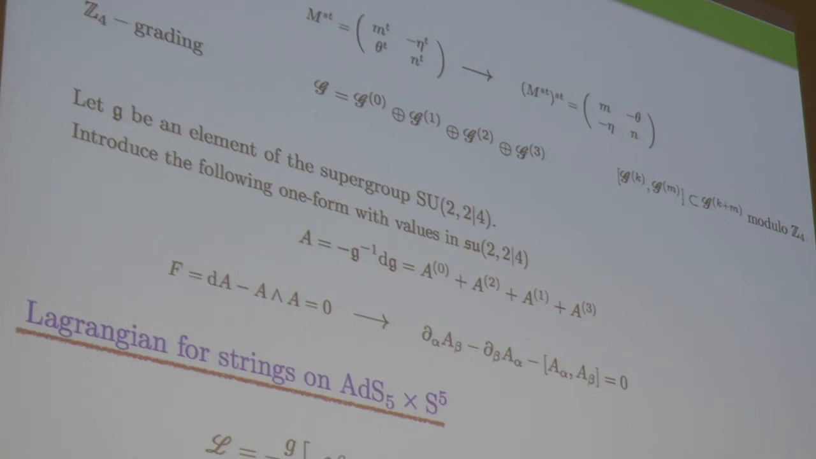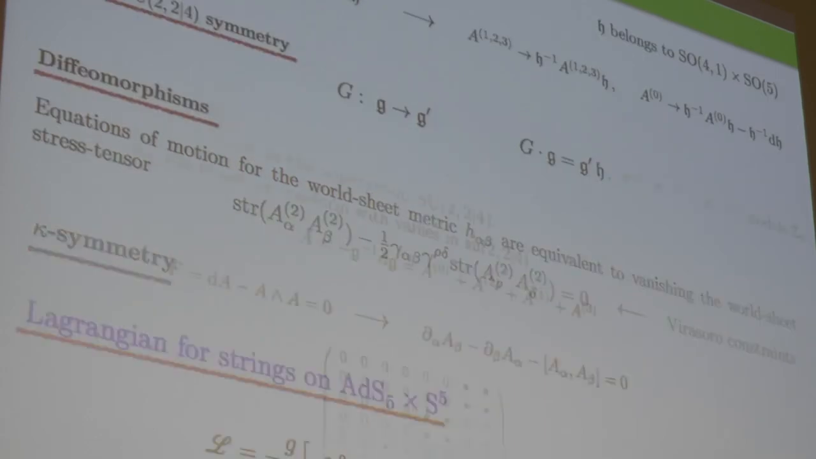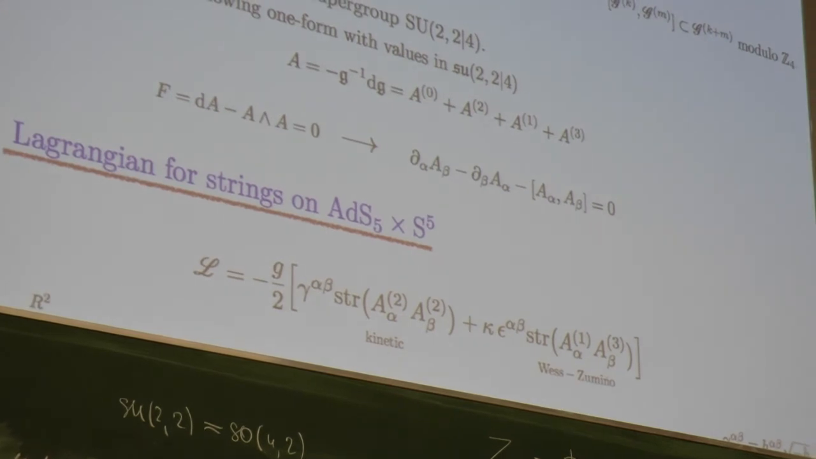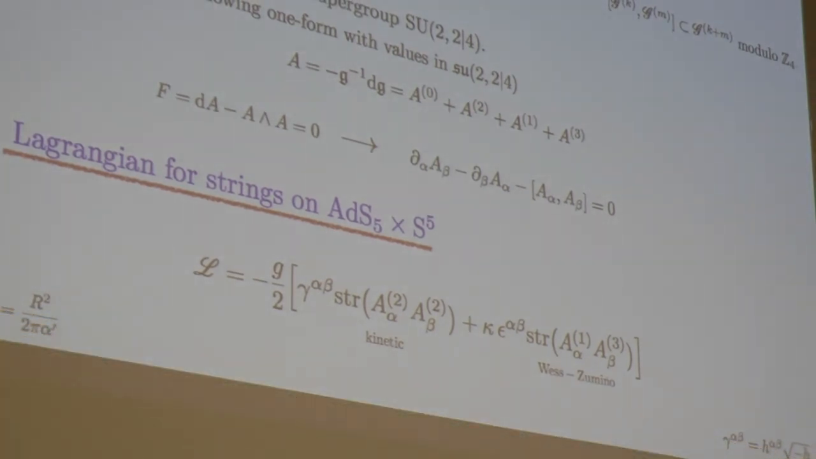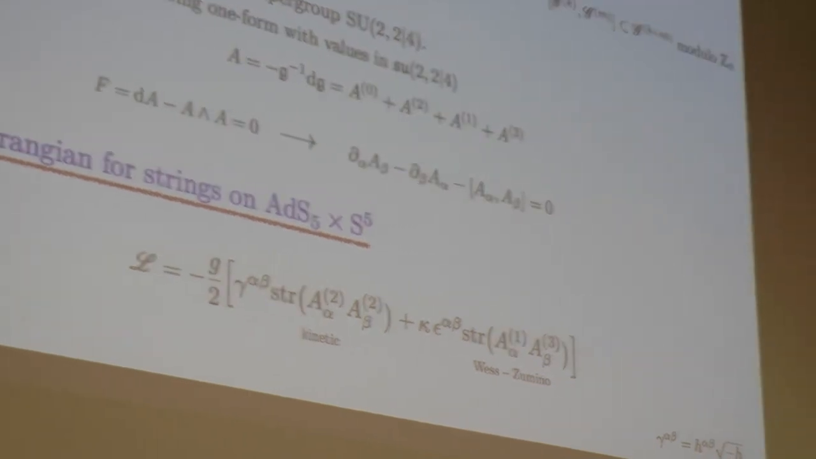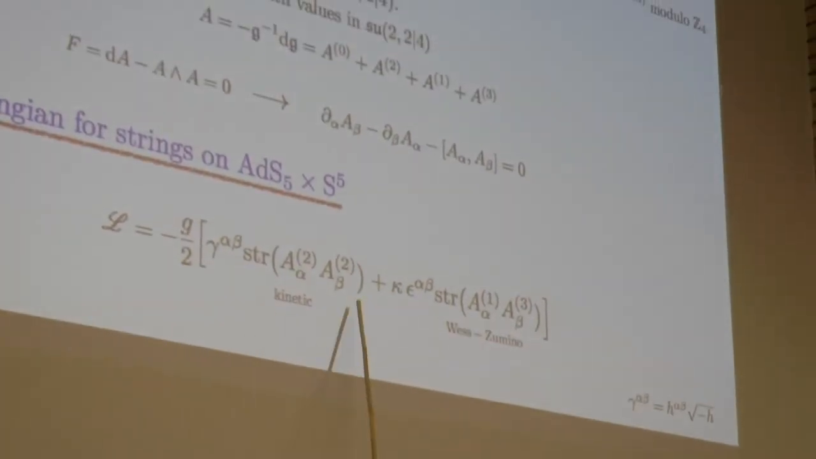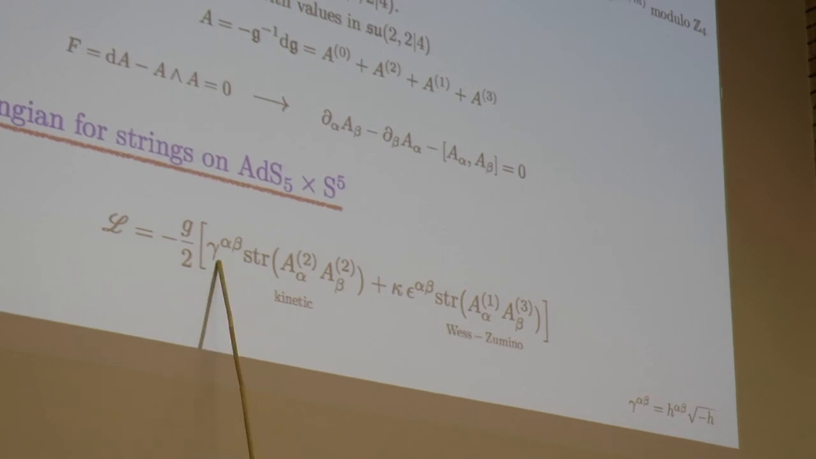And then the Lagrangian for strings on AdS5 cross S5 is given by this formula here. So you take graded component 2 and another 2 and multiply it with gamma^{alpha beta}, where gamma^{alpha beta} is an invariant standard combination of the worldsheet metric. The worldsheet metric is h_{alpha beta}, and h is the determinant of h_{alpha beta}. So this is a kinetic term. It depends on the worldsheet metric.